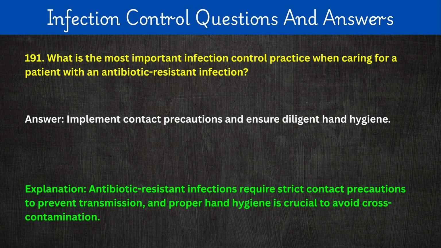191. What is the most important infection control practice when caring for a patient with an antibiotic-resistant infection? Answer: implement contact precautions and ensure diligent hand hygiene. Explanation: antibiotic-resistant infections require strict contact precautions to prevent transmission, and proper hand hygiene is crucial to avoid cross-contamination.